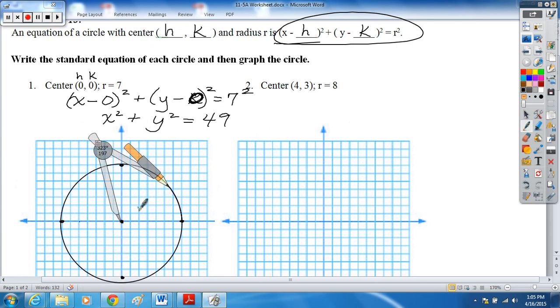Oh, did I miscount? 1, 2, 3, 4, 5, 6, 7. Huh, the grid must not be exactly accurate. But that's what I would like to see. Freehand draw it, that's completely fine with me. And then just connect the 4 points there.